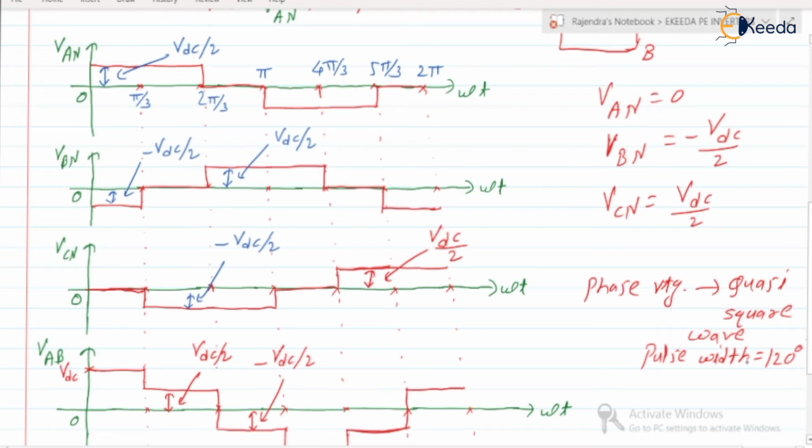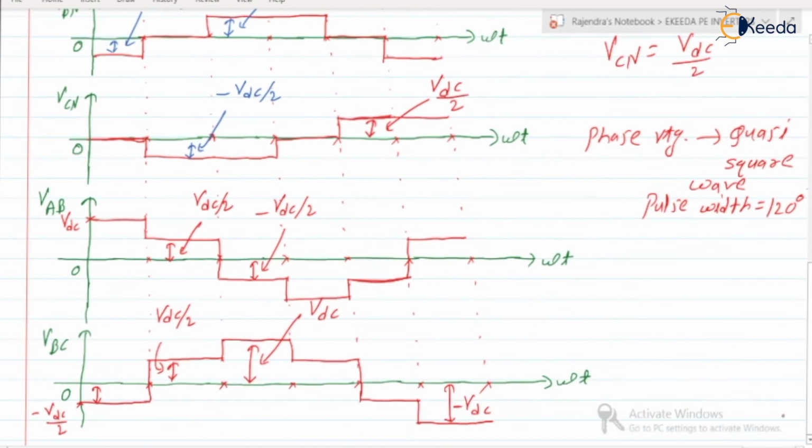Okay, so again, what about the line voltage nature? Line voltage is a stepped waveform. Okay, line voltage, it is a stepped wave, right? Line voltage is a stepped wave, right?